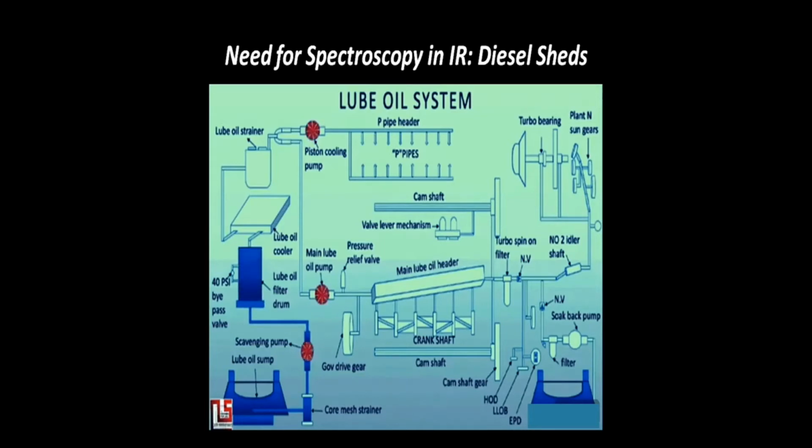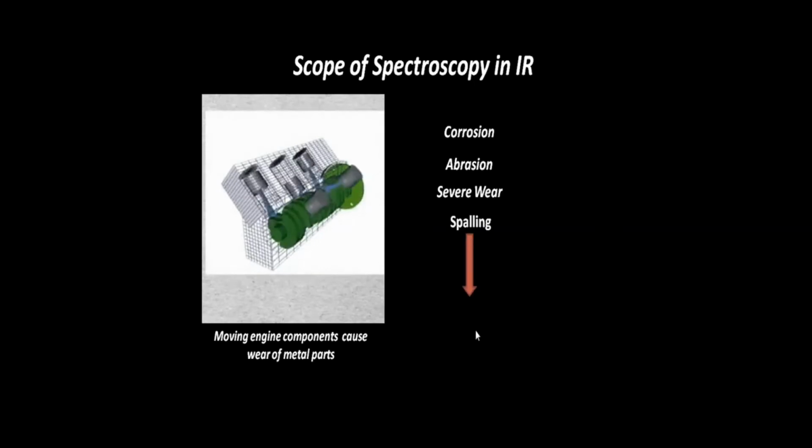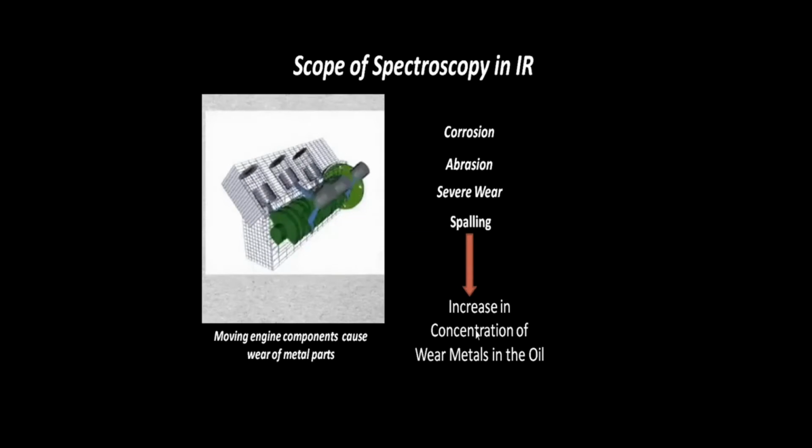To elaborate, metals in concentration levels as low as parts per million get suspended as colloids in the in-service lube oil of diesel locomotives. The source of these fine metallic particles is the wear of oil-wetted metallic engine components caused by their relative motion. Abnormal wear modes such as corrosion, severe wear, abrasion, spalling cause an increase in concentration of wear metals in the lubricating oil. The wear pattern of major engine components can only be analyzed by estimating the concentration of these metals by means of an OES.